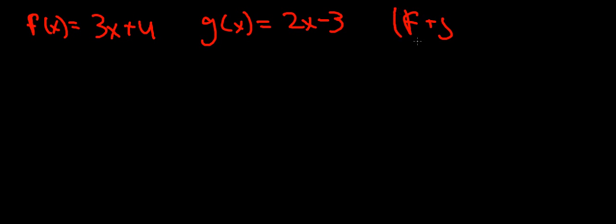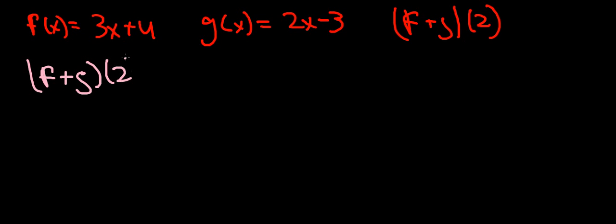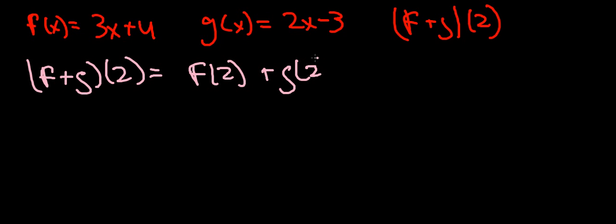plus g of 2. So there are two ways to go about solving this. Both of it's the same way. So remember, f plus g of 2 is the same as f of 2 plus g of 2. So right away we can just put in 2, find out what that is, and then put in 2 here, find out what that is, and then add those two numbers together. Or we can just combine the functions and then use the final equation to give us the answer.